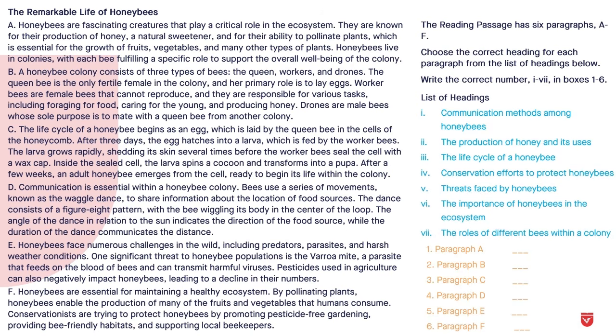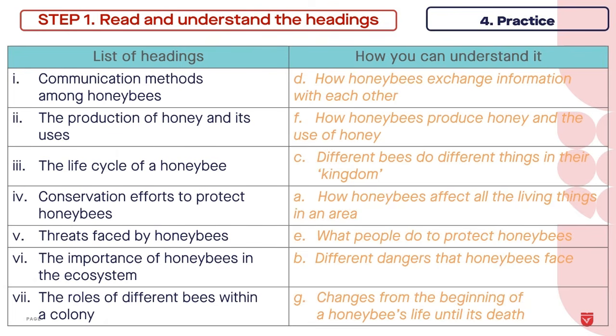Now, let's see how I apply the strategies to the test. Step 1. Read and understand the headings. In the left column, there's a list of headings, and here is another way to understand these headings. I have simplified the sentences to make them easier for you to understand. For the first heading, it means how honeybees exchange information with each other.